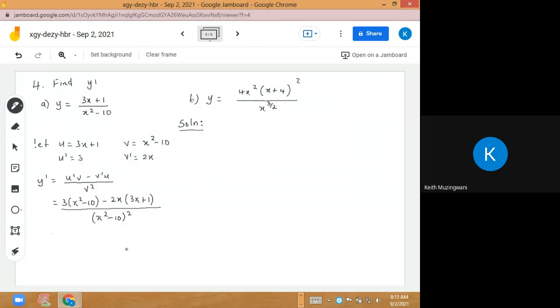So it looks like this one is nice to simplify. So we'll have 3x squared minus 30 minus 6x squared minus 2x over (x squared minus 10) squared. And the other step will be negative 3x squared minus 2x minus 30 over (x squared minus 10) squared.